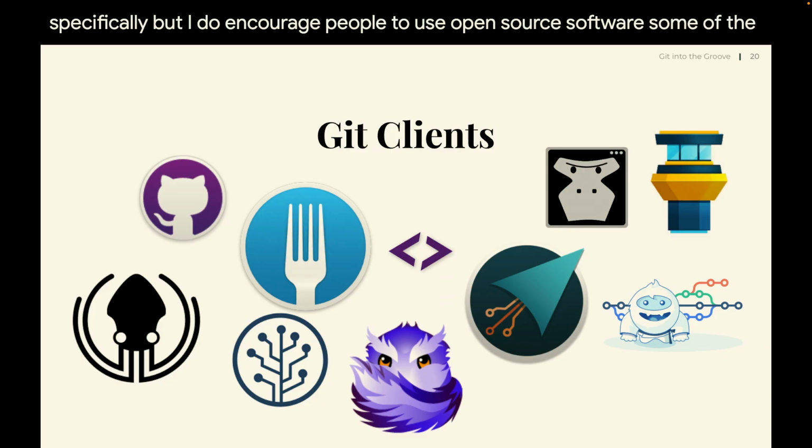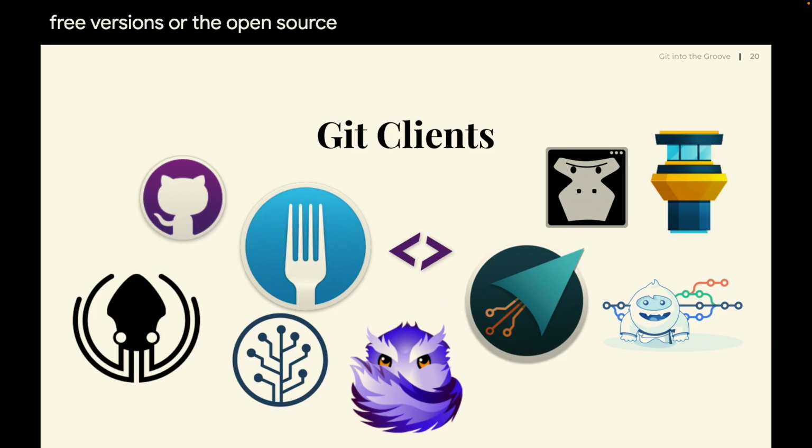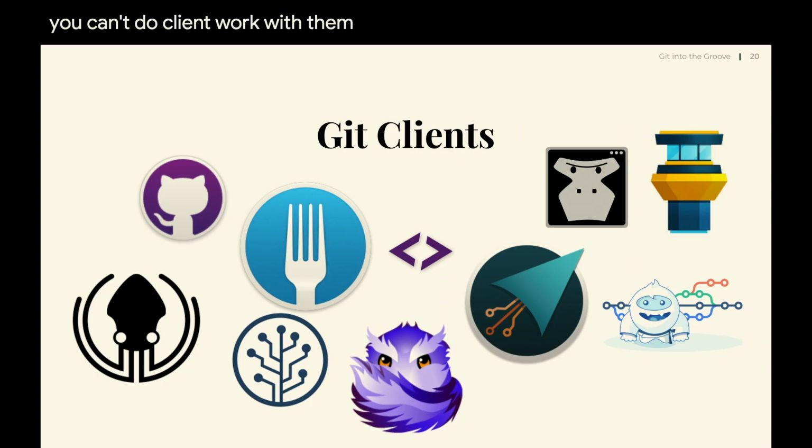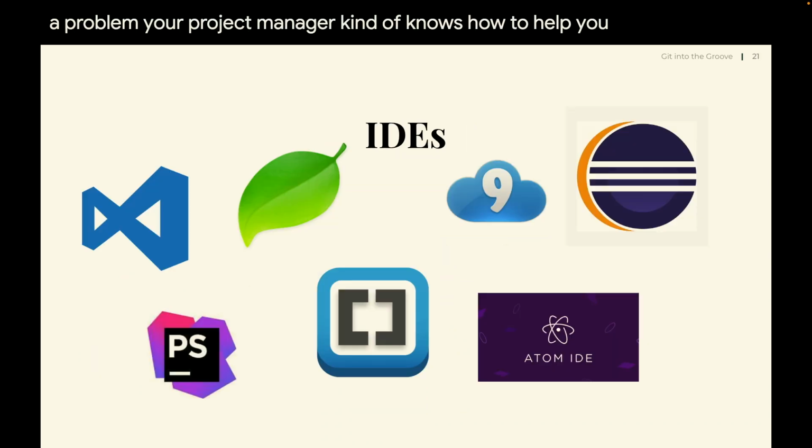Some of the free or open source versions, you need to look into this if you work outside of the public sector, only allow you to work on public repositories like Drupal.org. So if you have the free version, you can't do client work with them. So do your homework. Sometimes agencies have shared licenses because they want everyone to use the same Git client, so if you have a problem, your project manager kind of knows how to help you.